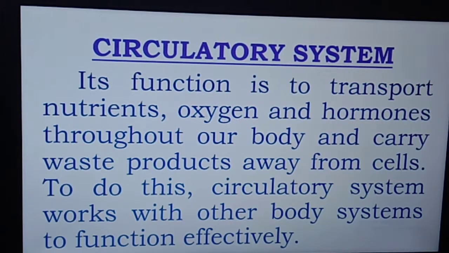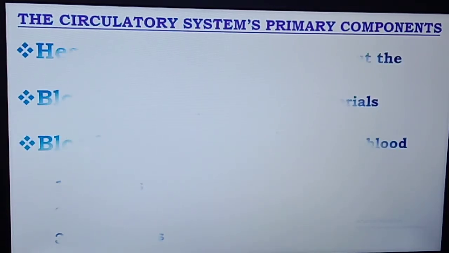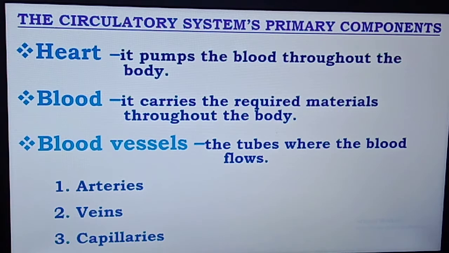So now I'm going to discuss the circulatory system. The function of the circulatory system is to transport nutrients, oxygen, and hormones throughout our body and carry waste products away from cells. To do this, the circulatory system works with other body systems to function effectively. We have three primary components of the circulatory system, and these are the heart, the blood, and the blood vessels.